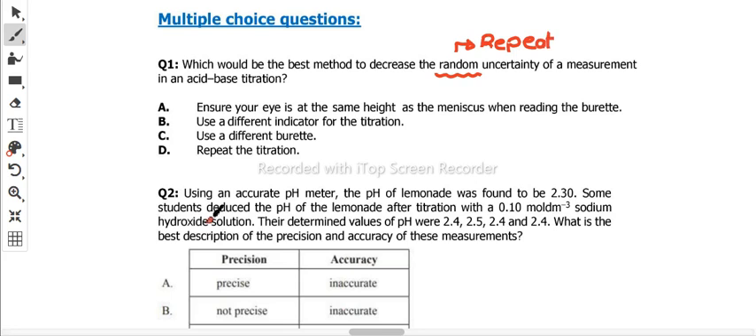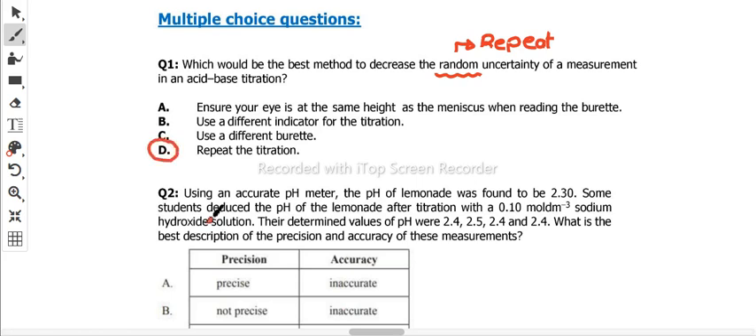So A, ensure your eye is at the same height as the meniscus when reading the burette. Of course, no. This will reduce a type of error which is considered as being parallax error. Use a different indicator for the titration. This is more of a method error, so it is a systematic error. Use a different burette, or repeat the titration. The answer is definitely D.